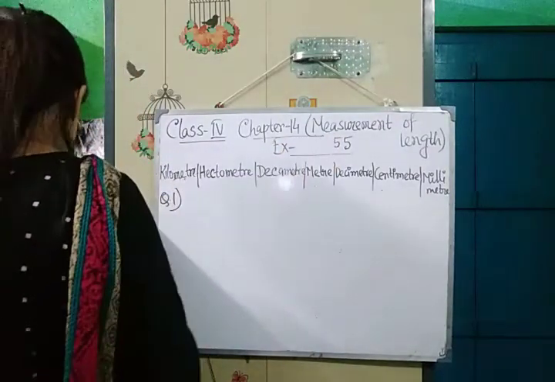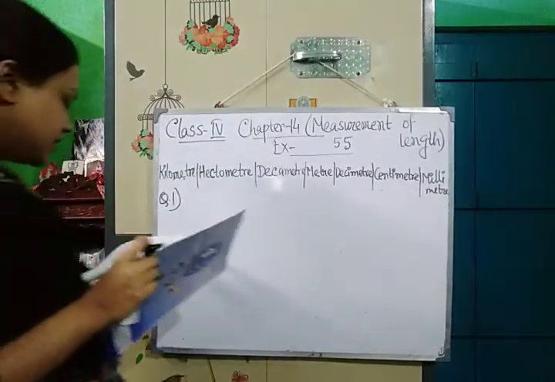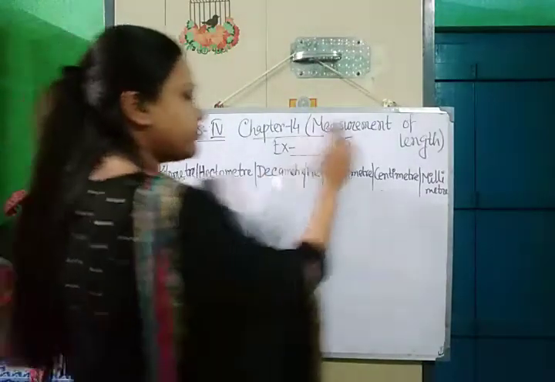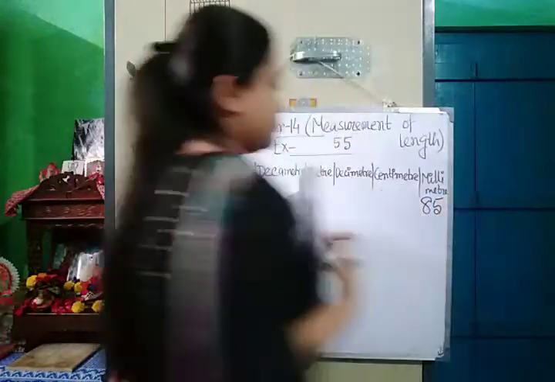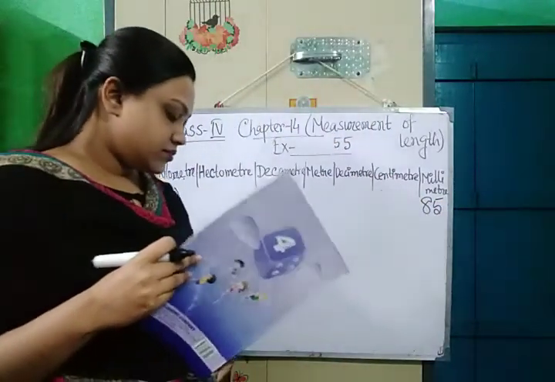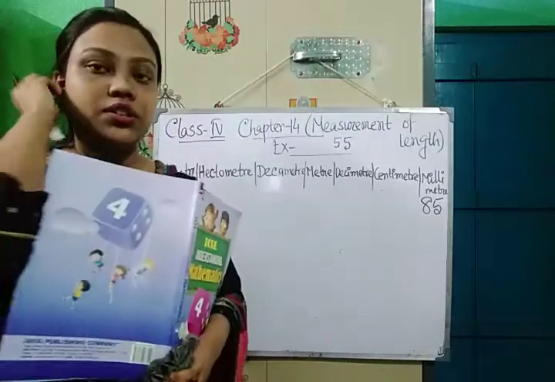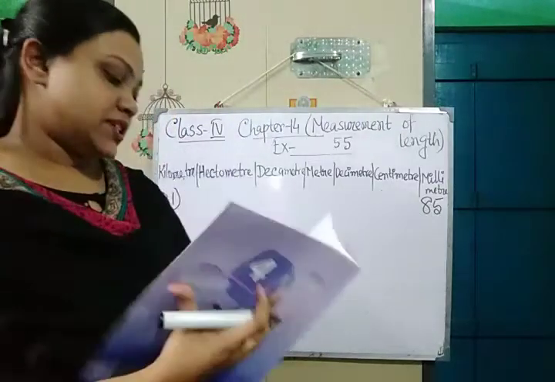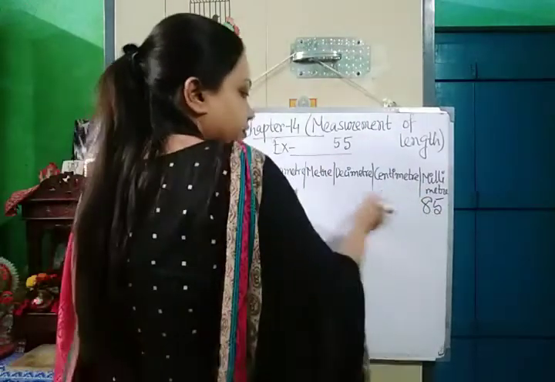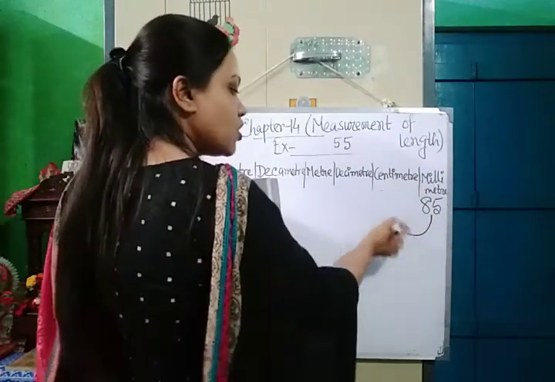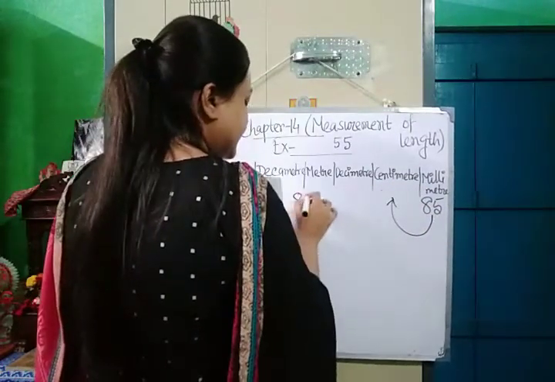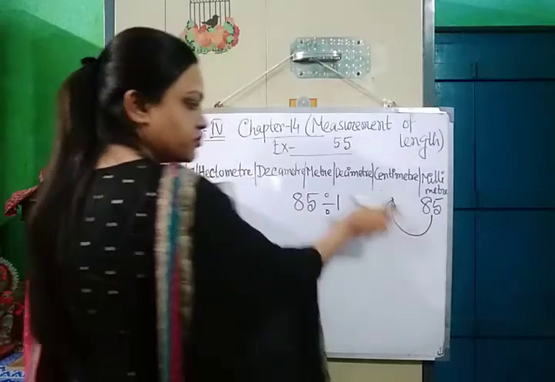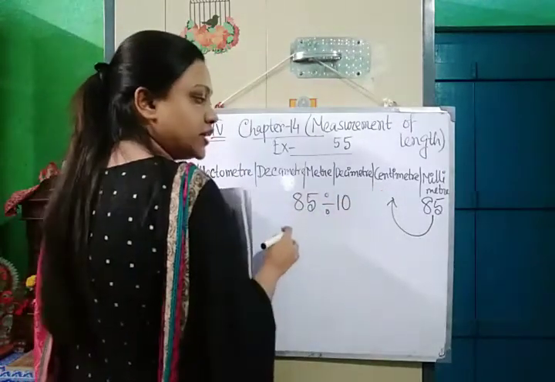So question number 1 is, convert the following into centimeter. First one is given in millimeter. 85 millimeter. Okay. Now how can we find out how to convert it to centimeter? Millimeter to centimeter. Okay. So we are moving to the left. How many places? One place. So we will divide 85 by 1, and since we are moving one place to the left, only one 0 we will put here.